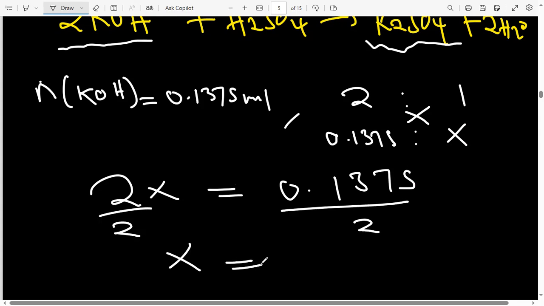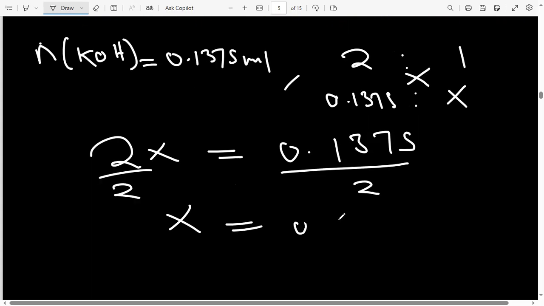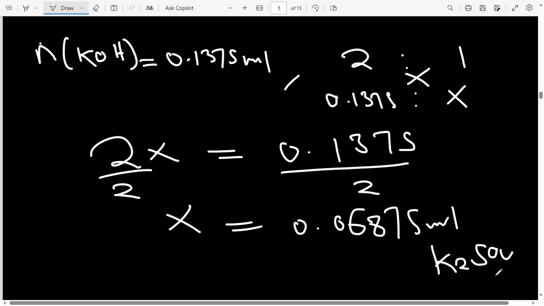Okay, so let me punch this into my calculator. When I punch this, I'm getting 0.06875 moles of potassium sulfate. So once I have the moles that were produced, it means I can find the mass that was produced. So that mass will be our theoretical yield.